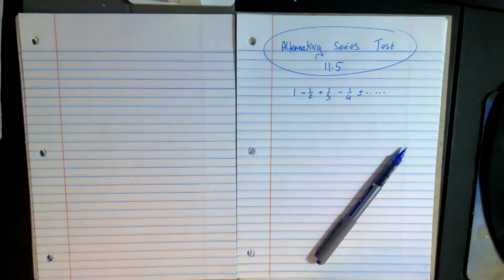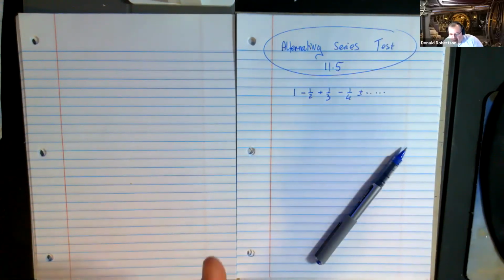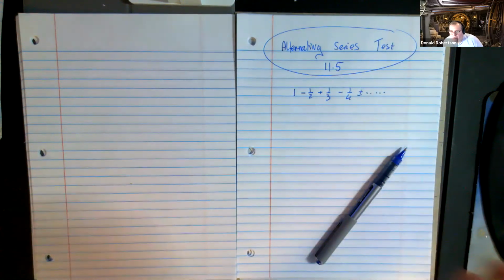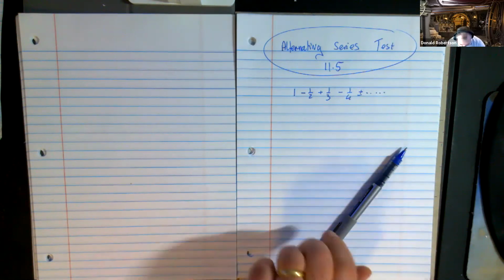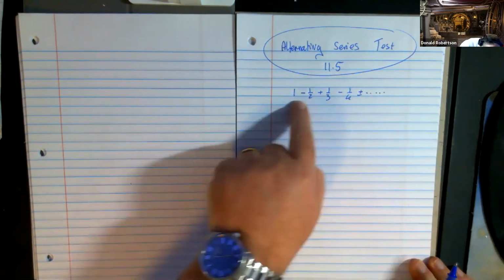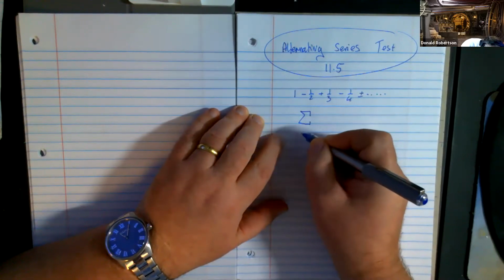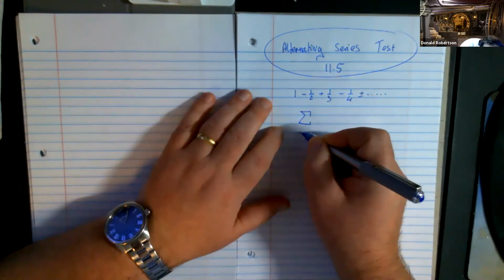Any series in which the terms go plus takeaway, plus takeaway, plus takeaway, plus takeaway, like this. They alternate between positive and negative terms, as they do in this case here. It's called an alternating series. This is one written down the good old-fashioned way. You're more likely to see an alternating series written with a sum.